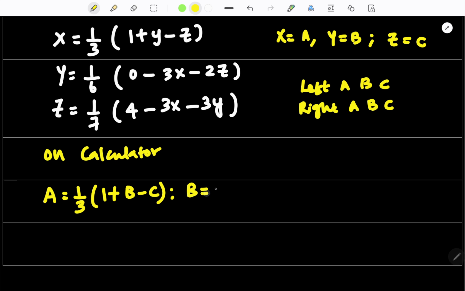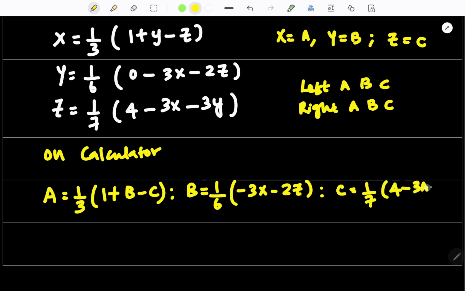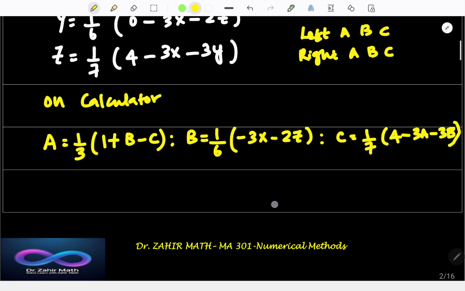And then B equals 1 by 6 bracket open, 0 is not necessary, minus 3x minus 2z. And then colon, and then C equals 1 by 7 bracket open, 4 minus 3a minus 3b, close the brackets. Yes. And then press calc. And then press what? Calc.